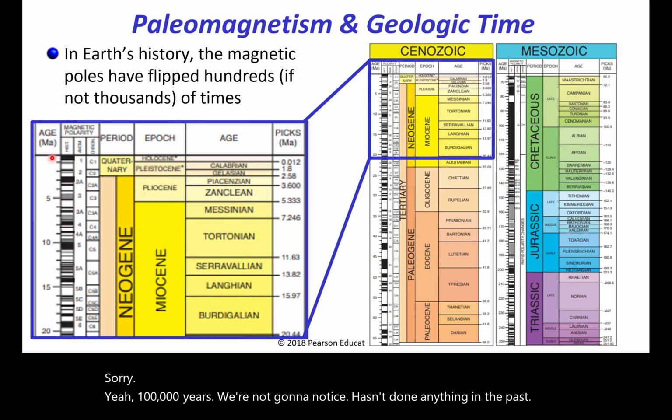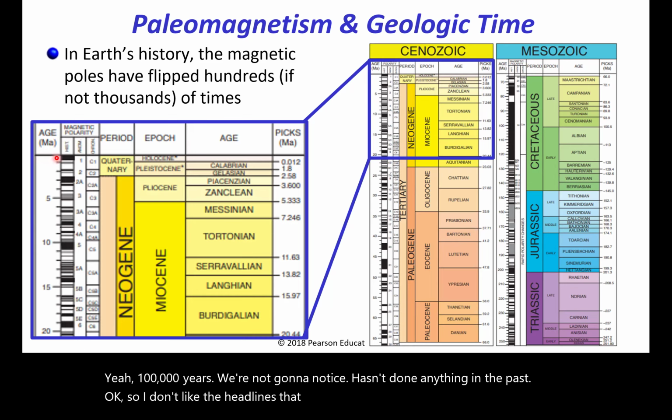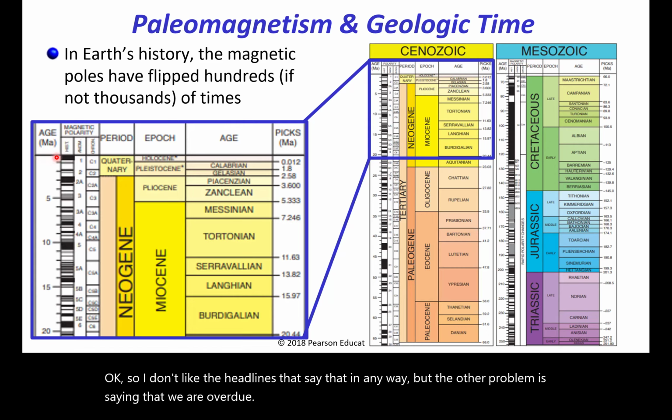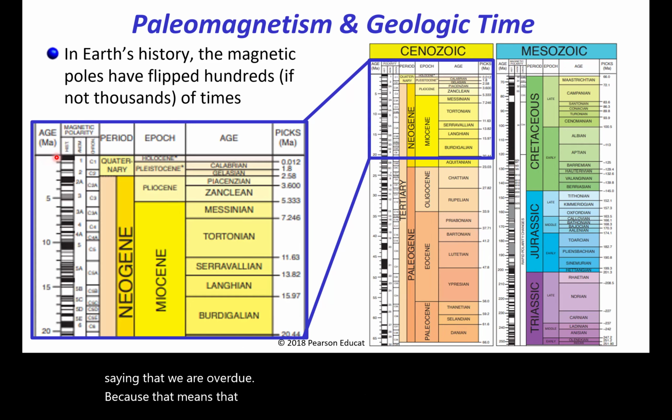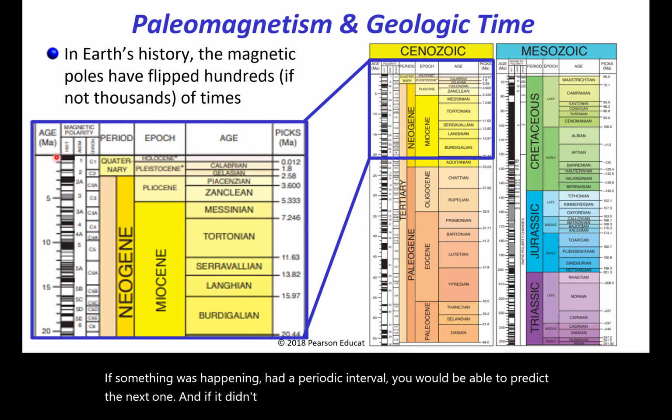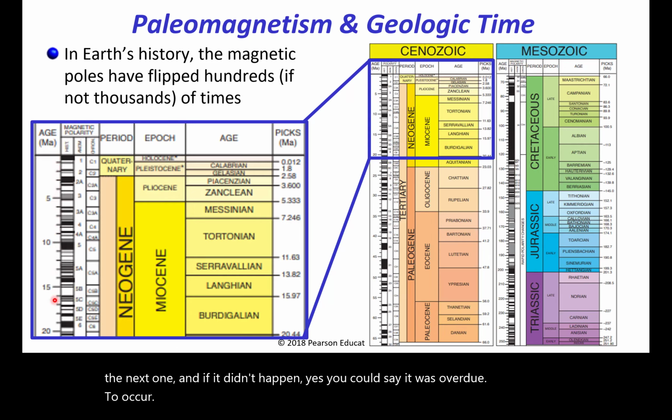So I don't like the headlines that say that in any way, but the other problem is saying that we're overdue, because that means that a reversal happens periodically and cyclically. If something was happening at a periodic interval, you would be able to predict the next one. And if it didn't happen, yes, you could say it was overdue to occur.